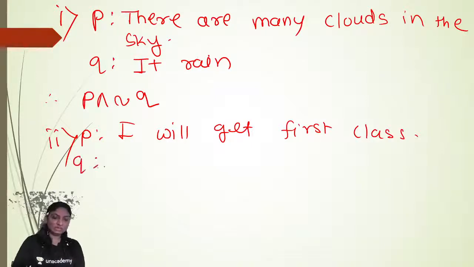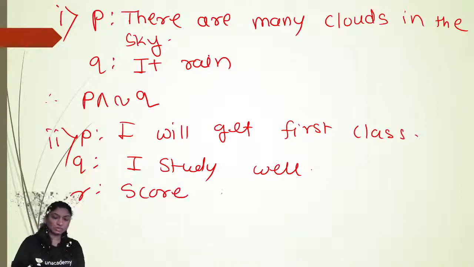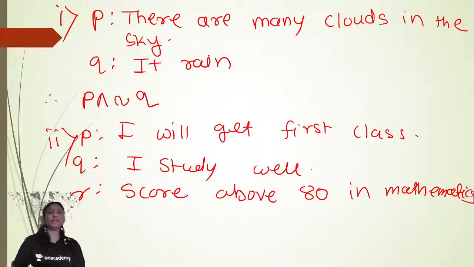Q is the statement I study well. R is the statement score above 80 in mathematics. Right? So I will get a first class. I study well. R is the statement score above 80 in mathematics.